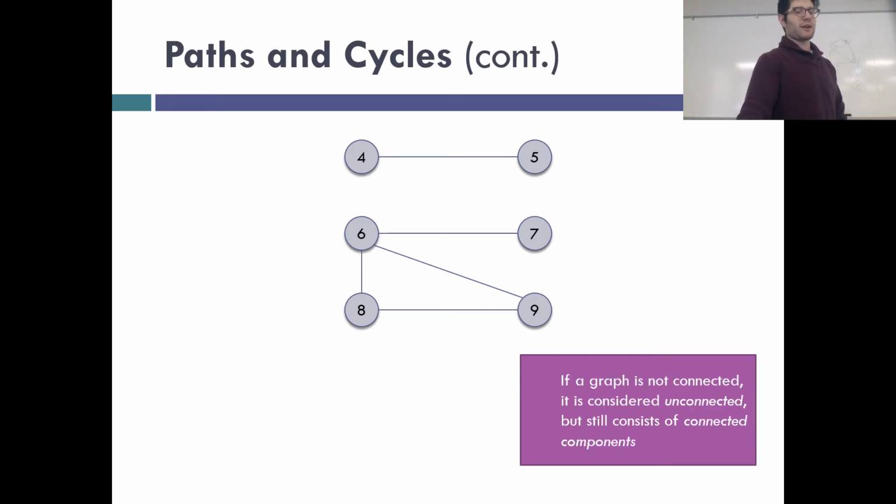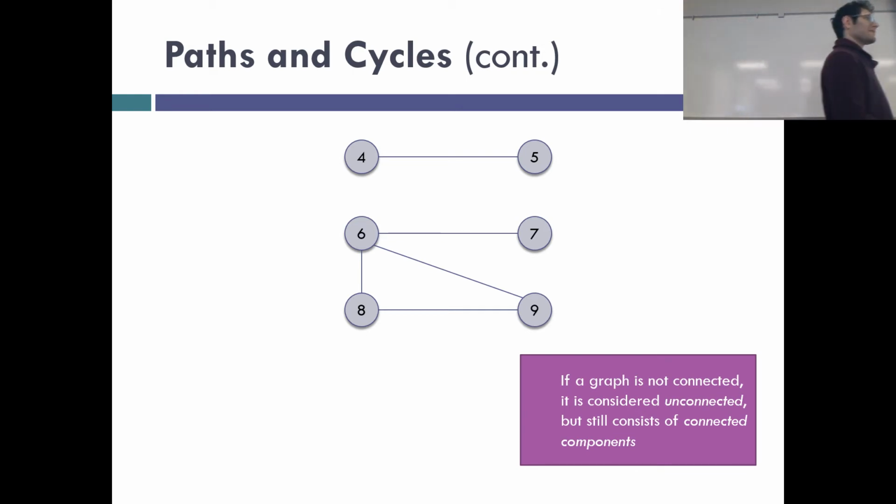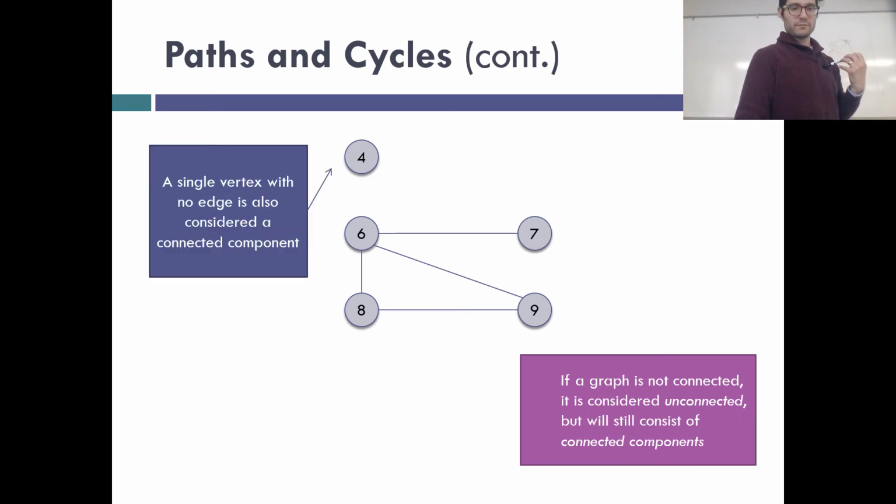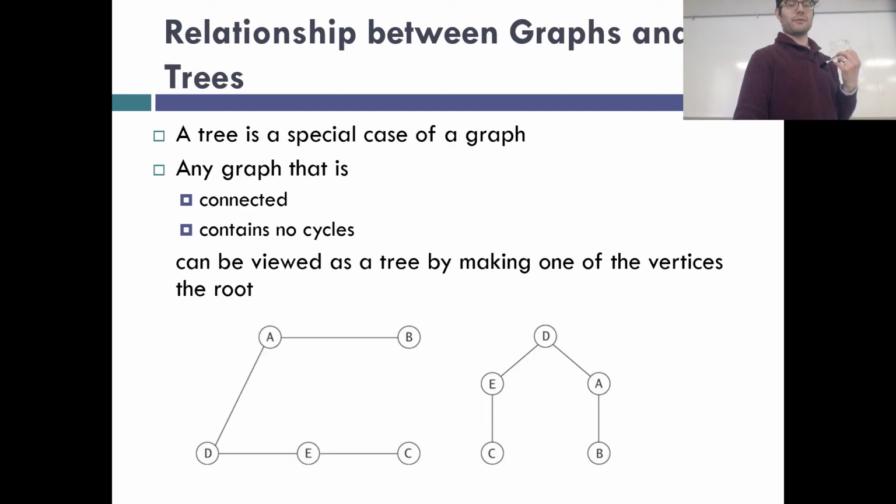Now these graphs are still made up of connected components, right? Which are kind of like mini graphs inside of the graph, right? So this is a valid graph. It just happens to be that it's made up of 2, it's unconnected. You can't get from everywhere to everywhere else. A single vertex just by itself is also considered a connected component. It's a tiny little island all by itself.